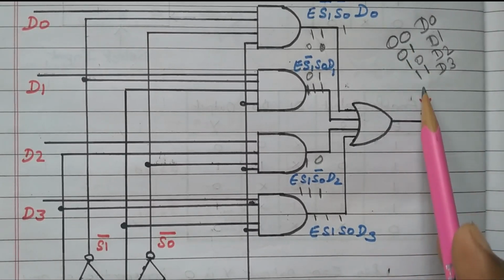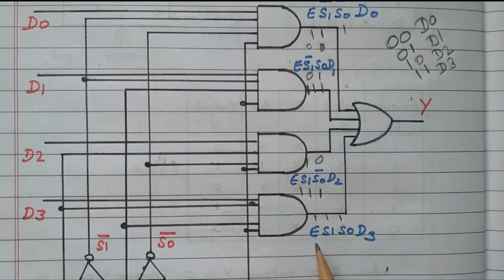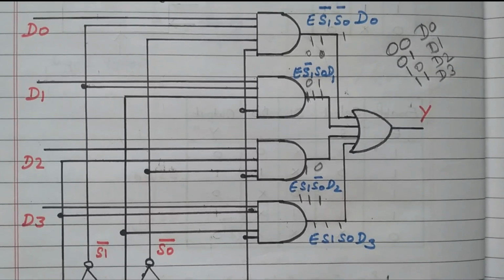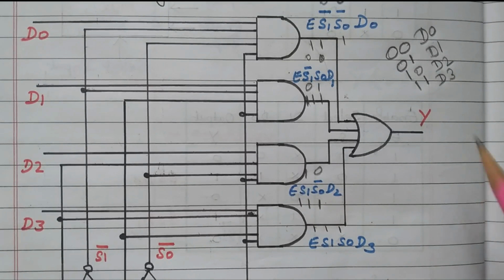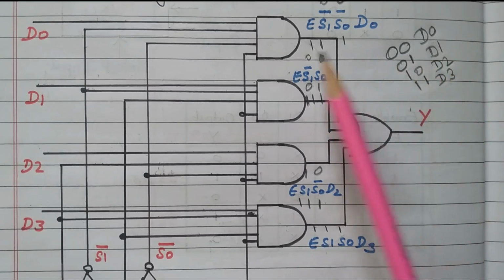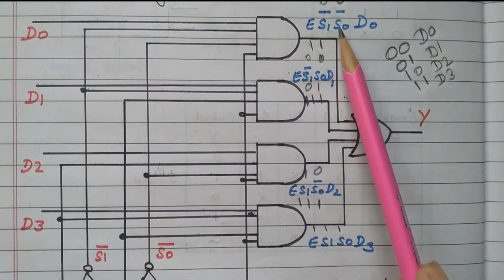So based on this, the selection lines are connected, either S1 or S1 bar, or S0 or S0 bar, so that we are getting the particular input, right. For 0 0, we got D0 as the output. For 0 1, D1 is the output. For 1 0, D2 is the output. For 1 1, D3 is the output, right. How did we get D0 as the output for 0 0? For 0 0, we are connecting S1 dash and S0 dash.